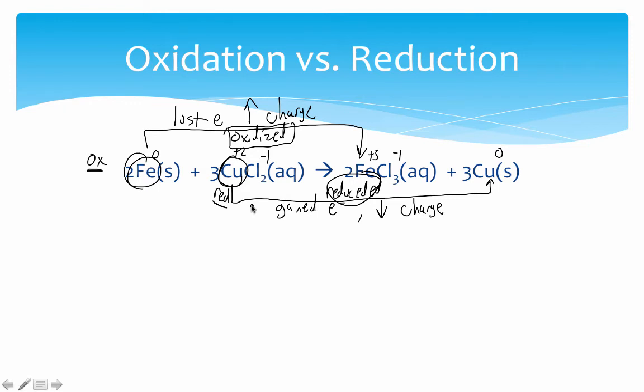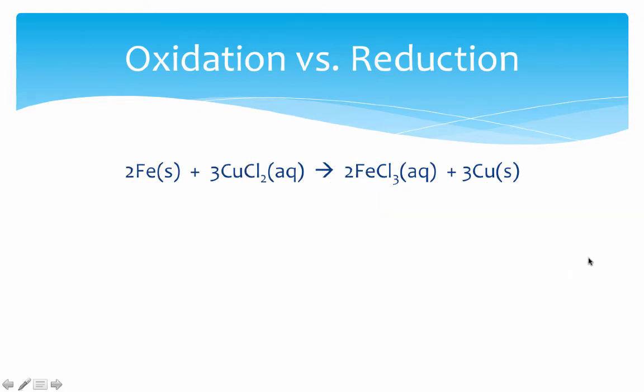And again, to figure this out, we identified charges. We saw how the charges changed before and after the reaction, and we tie that back to our original description of what it means to be oxidized and what it means to be reduced. We can try this with a second reaction.